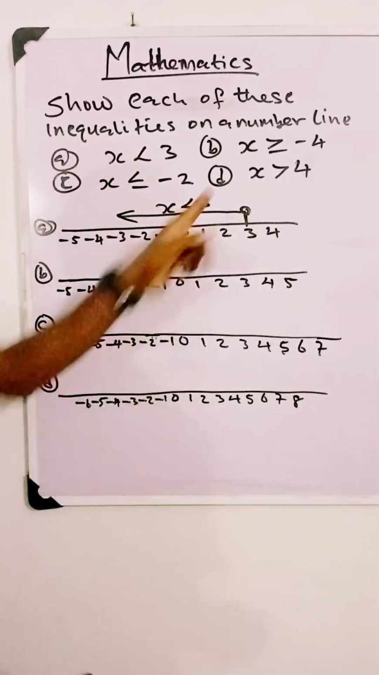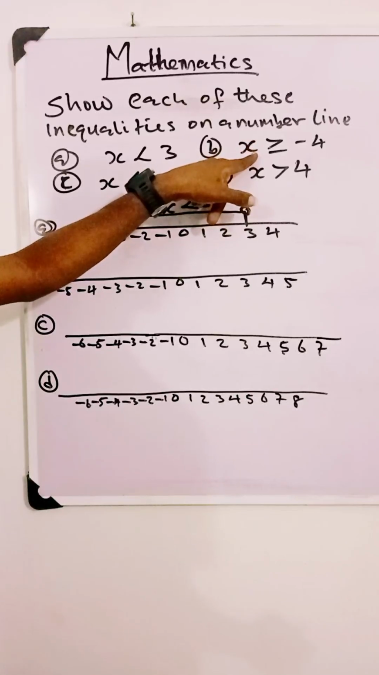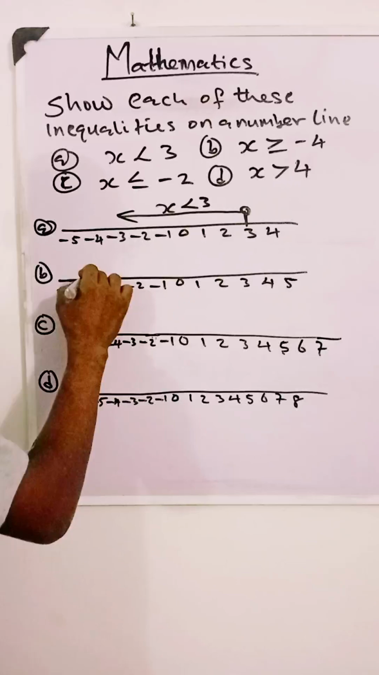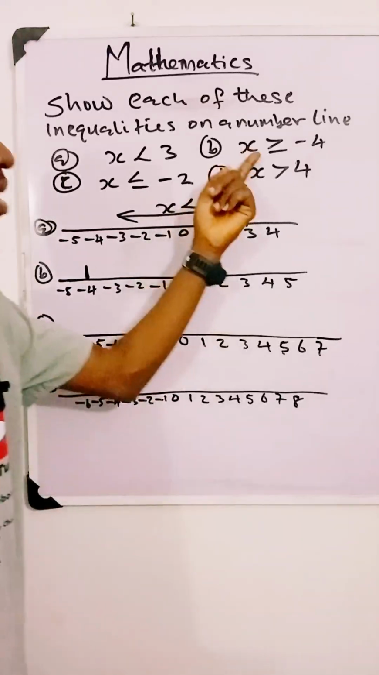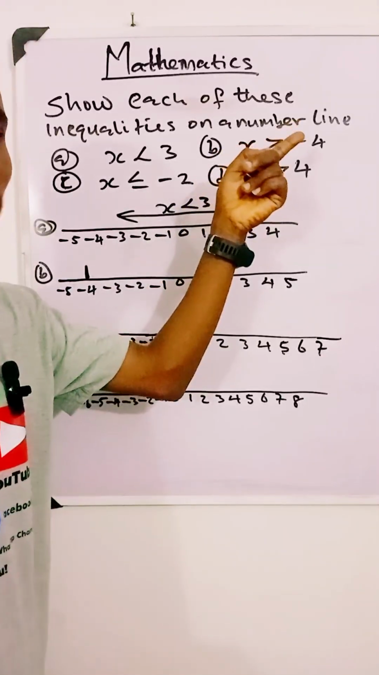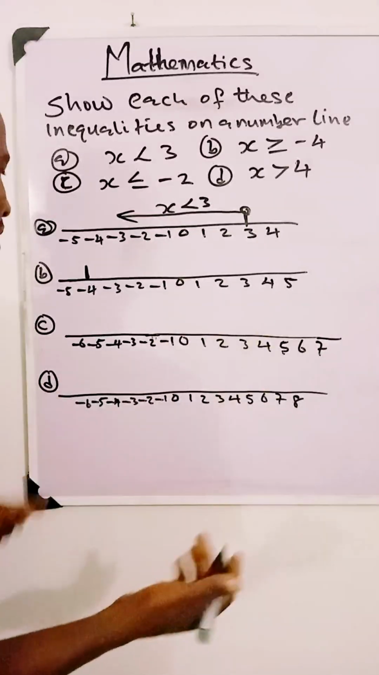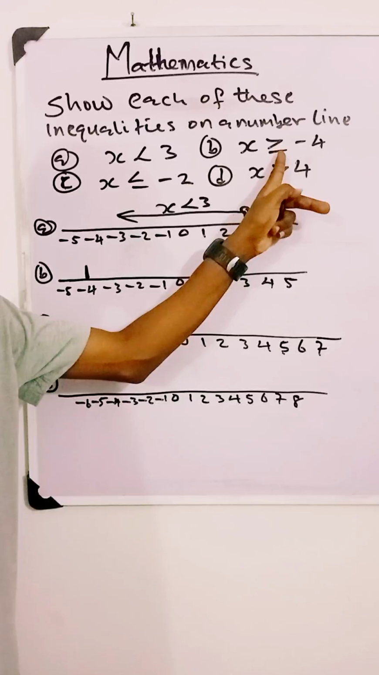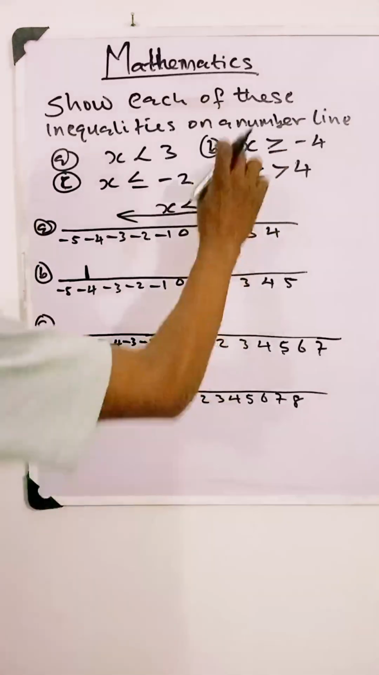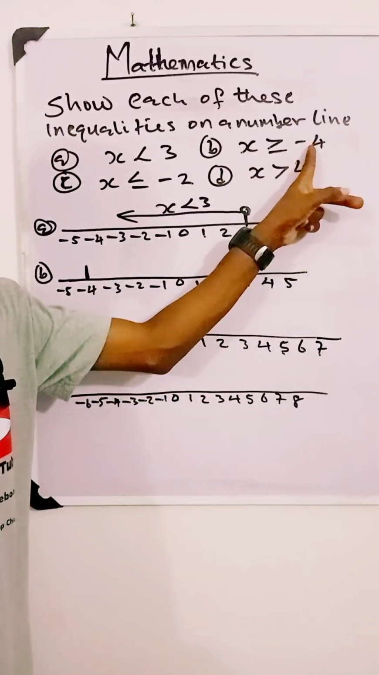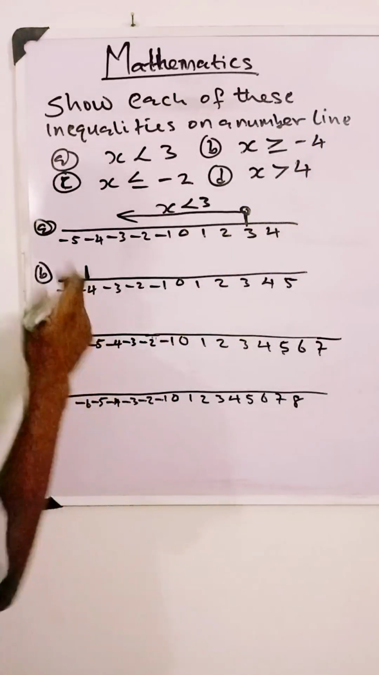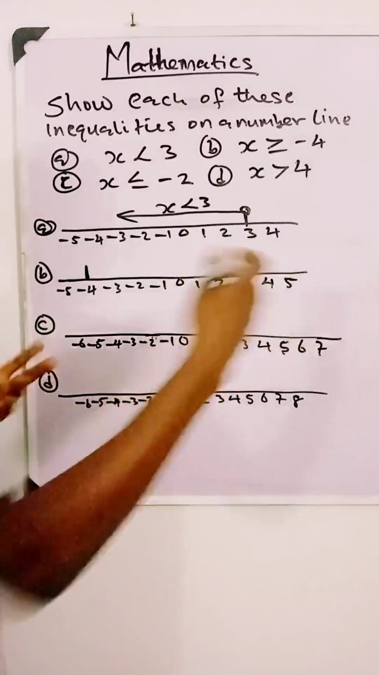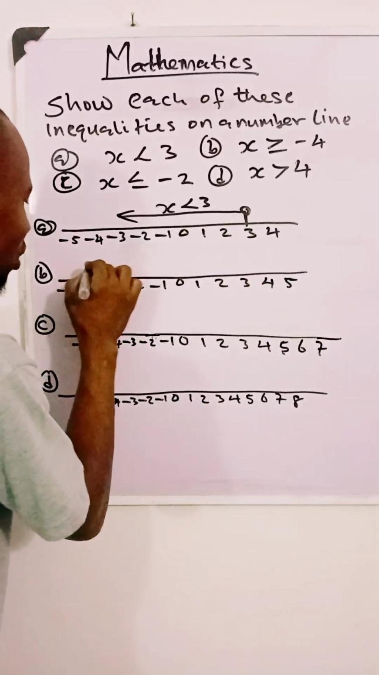The next one is b. x is greater than or equal to minus 4. Where's my minus 4? This is my minus 4. They said x is greater than or equal to minus 4. Like I said, you have an option to move either to the left or right, depending on the inequality. The inequality is telling you that the values of x are numbers greater than minus 4. From here, if I'm going this way, the numbers are less than minus 4. If I'm going this way, they are greater than minus 4. That means I am going in this direction.